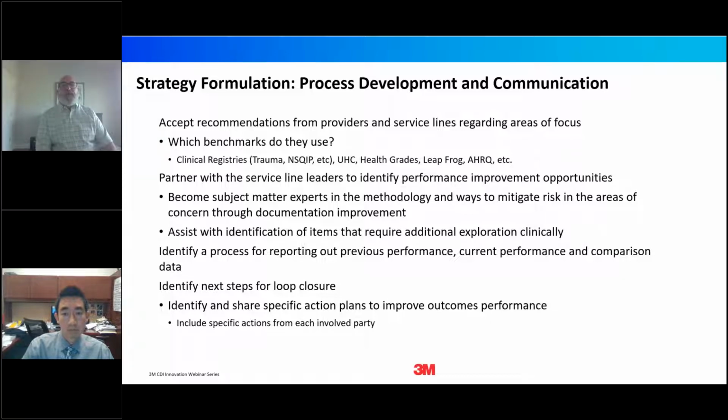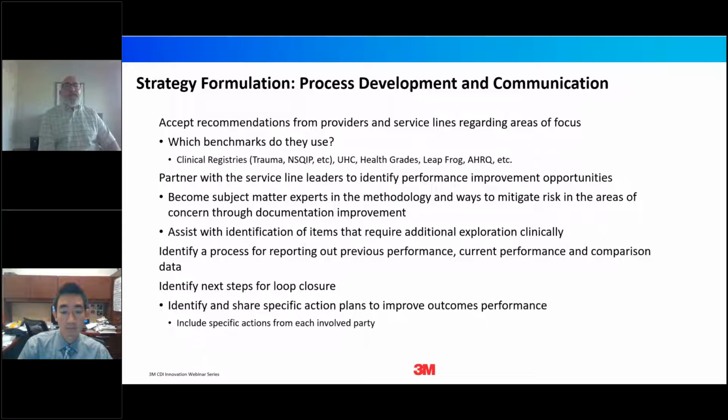So we want to make sure that we work with them very closely. Of the benchmarks that we chose and that they used, we wanted to become experts in the methodology and figure out ways to mitigate those risks around documentation. I think that's key as well. A lot of times it was the quality departments that had a lot of this knowledge base, and we would tap into that to help us learn more about the quality initiative.